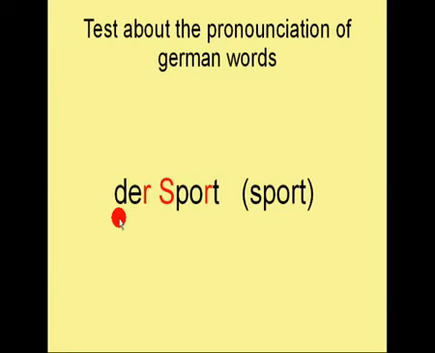So let's put this all together. You know, the first R is pronounced like a reduced R sound. The S is pronounced like in shy. The second R is also pronounced like a reduced R sound. So how would you pronounce those two words? Der Sport. I repeat, der Sport.